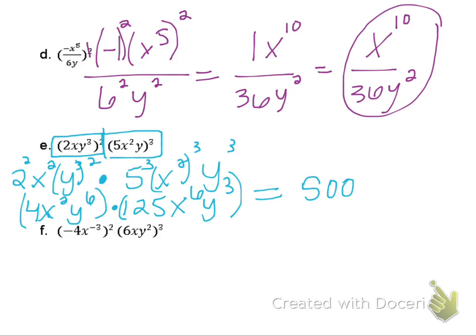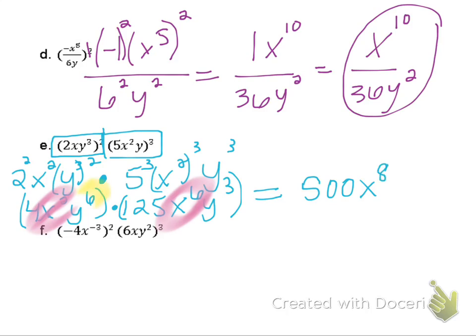And then I have x squared and x to the 6th power. So when I'm multiplying things with the same base, I have to remember my rules here. X squared times x to the 6th power. I keep my base and I add my exponents this time. I'm not going to multiply my exponents because it's not x squared to the 6th power, it's x squared times x to the 6th power. So I add them. So that's x to the 8th.